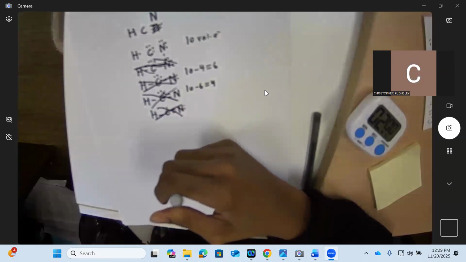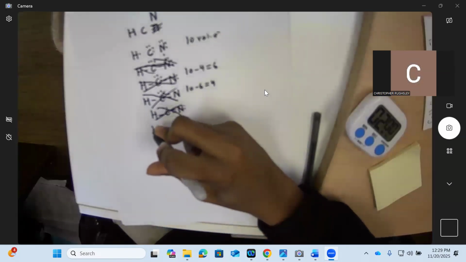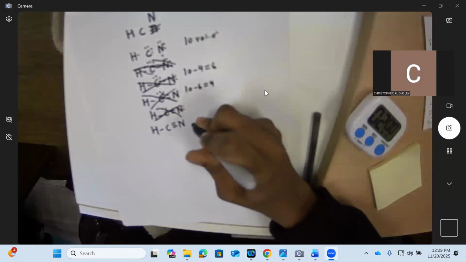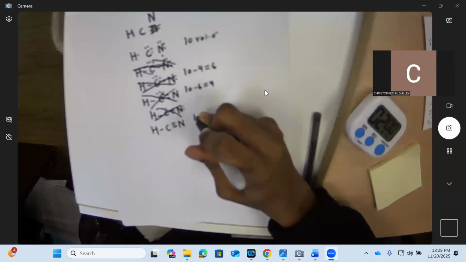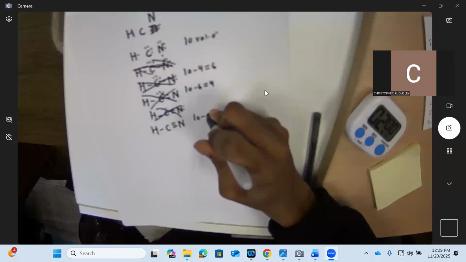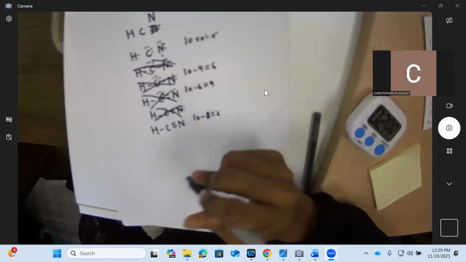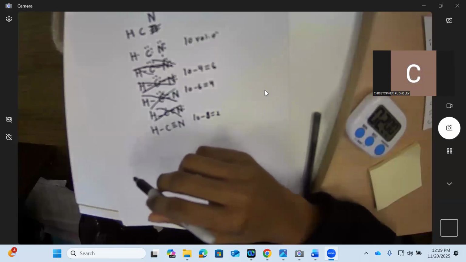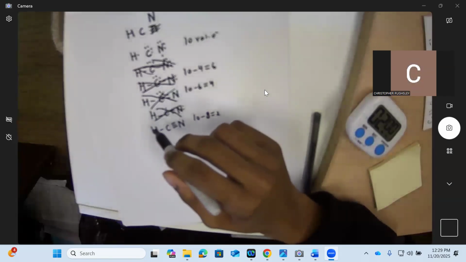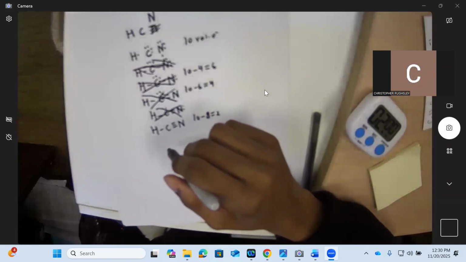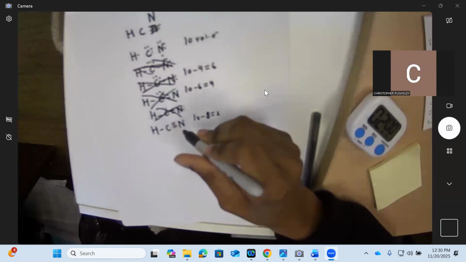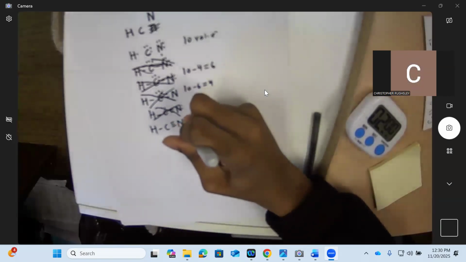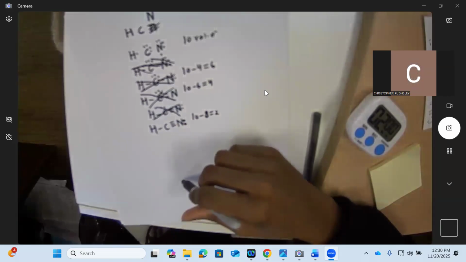Now we're going to do H dash C triple bond N. You're going to do 10 minus how many electrons are in bonds? 8 equals 2. Carbon has 8 already, so I don't have to give any. Nitrogen has 6, so give nitrogen the 2. Good deal. That's how it's done. Good job.